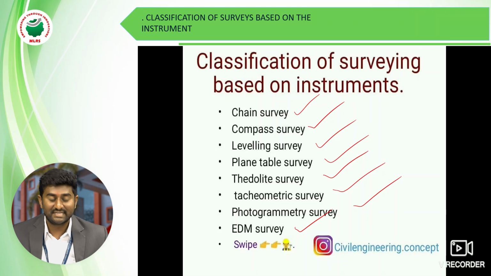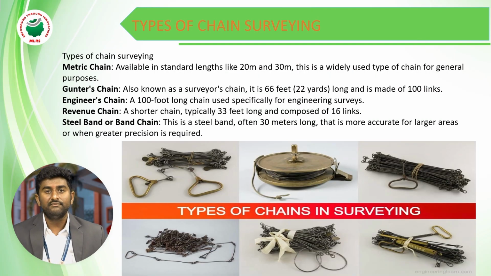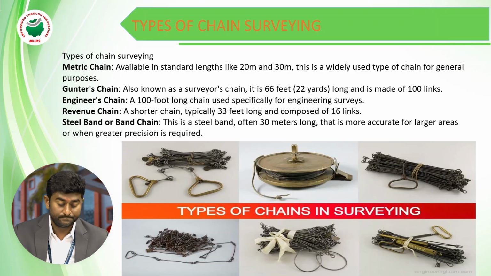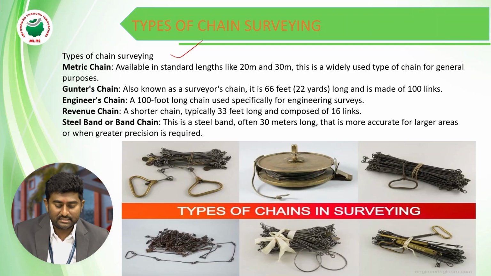Now coming to chain surveying. First, we will go to chain surveying. The survey used to determine only linear measurements on the earth's surface is known as chain surveying. What is a chain? A number of links connected with brass rings and tallies, with brass handles, is known as a chain.